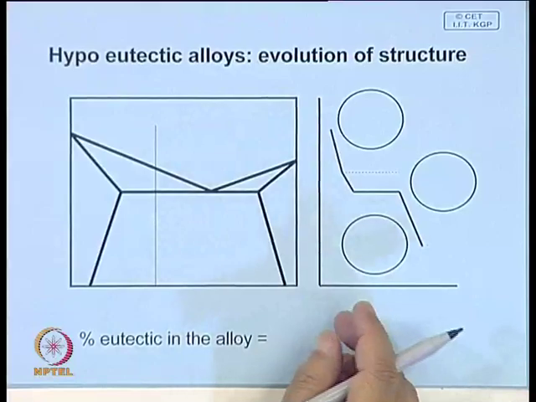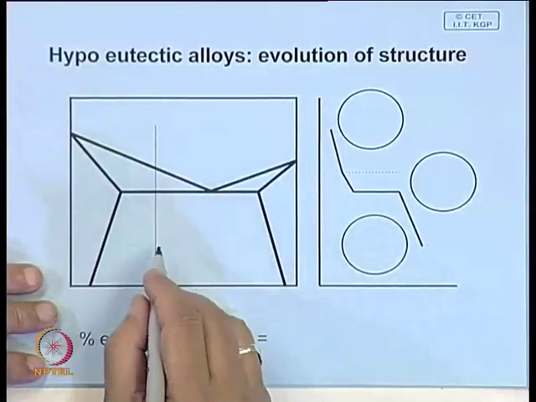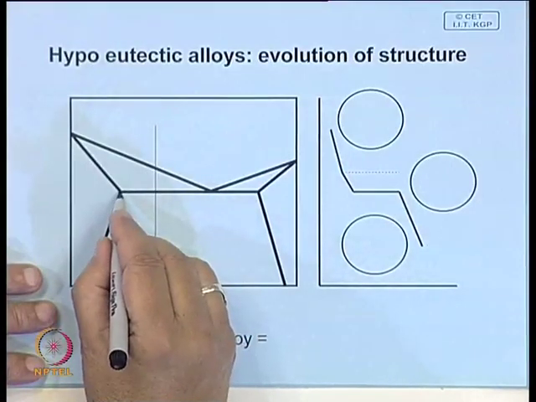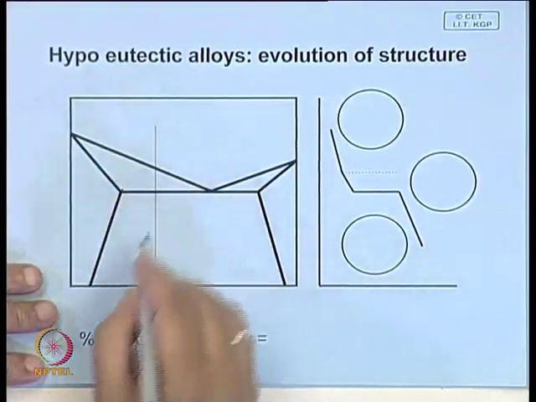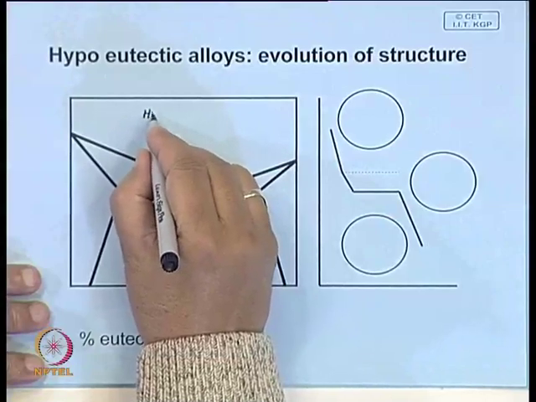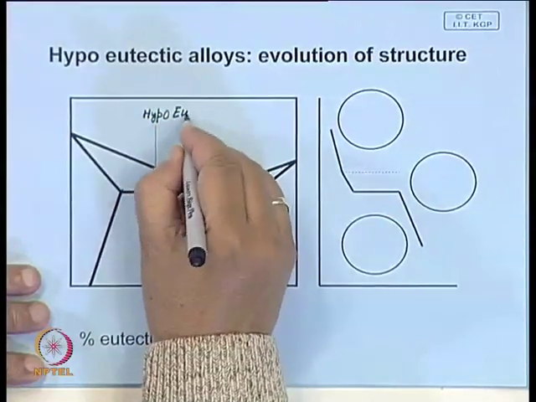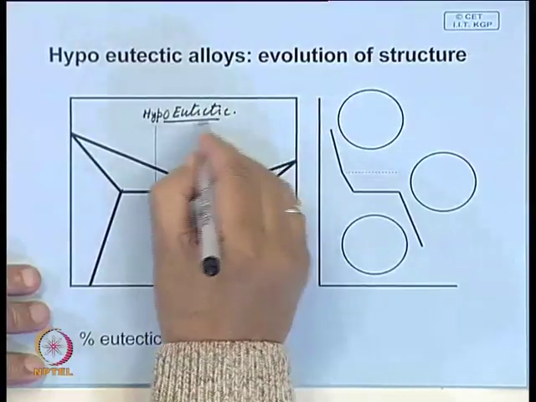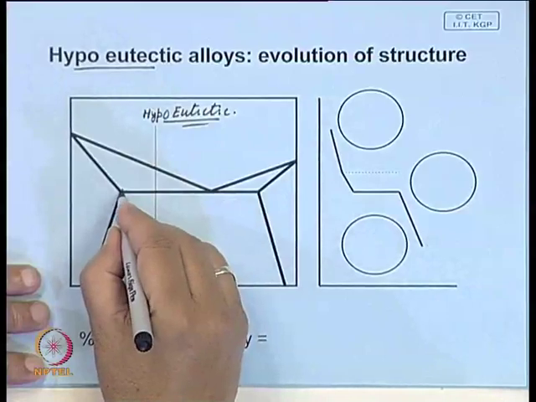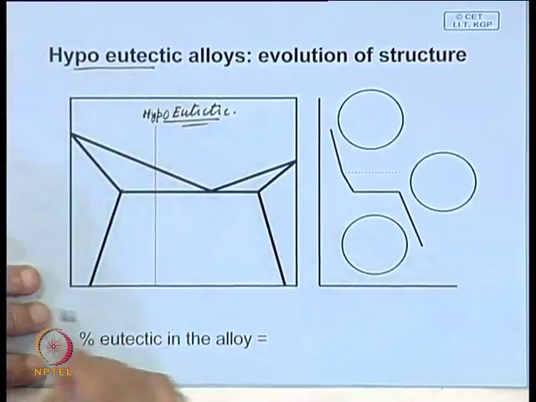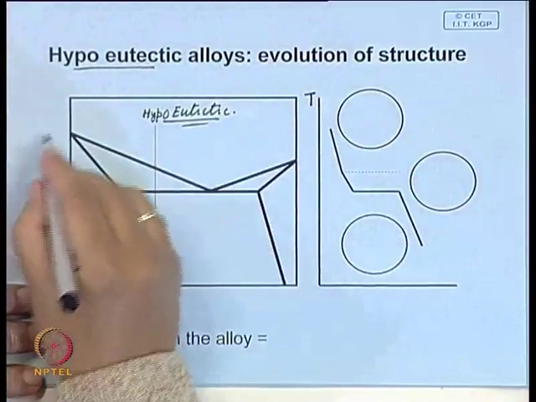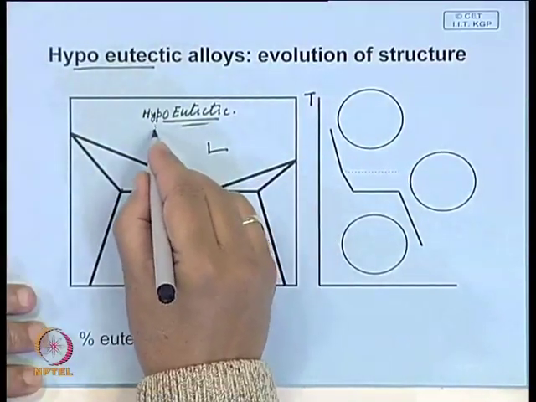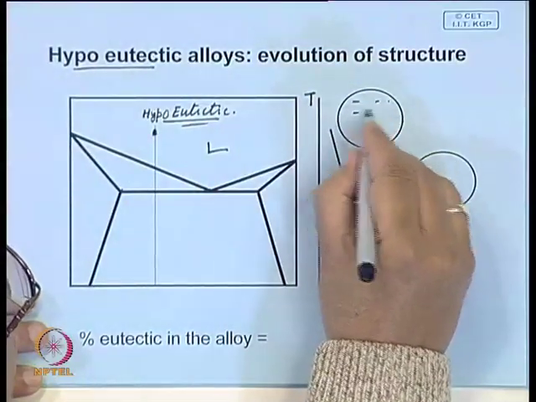Now, let us look at the solidification behavior of an alloy which is in between this region. This type of alloy we call a hypoeutectic alloy. Anything from here to here is hypoeutectic. Here the solidification will proceed like this. This is the temperature, and suppose we have heated up to this point, where it is totally liquid.